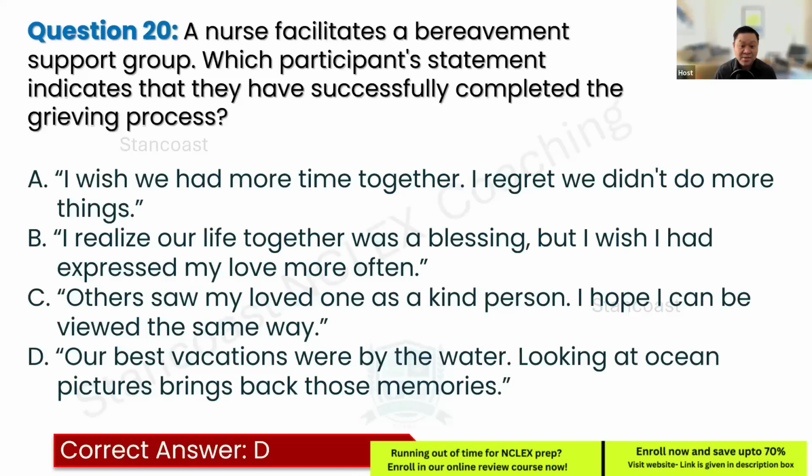And letter C is also incorrect because this statement shows a desire for external validation and comparison, which also indicates that the person is still navigating their feelings about the loss rather than having reached acceptance. So in this test item, you need to look for the signs of acceptance and the ability to reflect on memories, possibly as indicators of completed grief work.